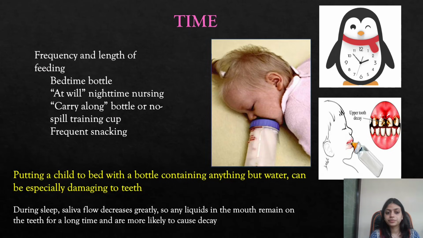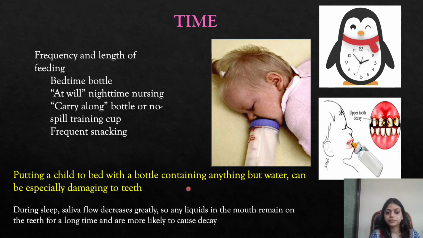Time is a very important factor. When we say time, it is the frequency and the length of feeding. Frequency means the number of times the child is fed, and length is the time duration. Bedtime bottle feeding, at-will nighttime nursing, a carry-along bottle or no-spill training cup, and frequent snacking are all factors which cause dental caries.